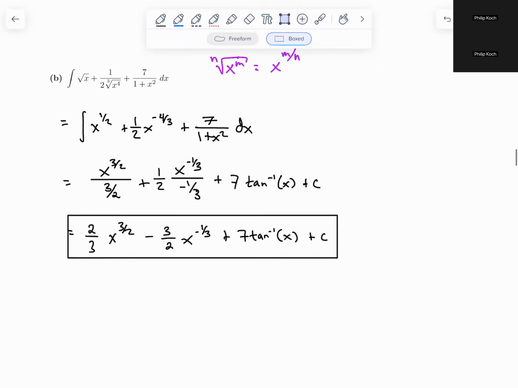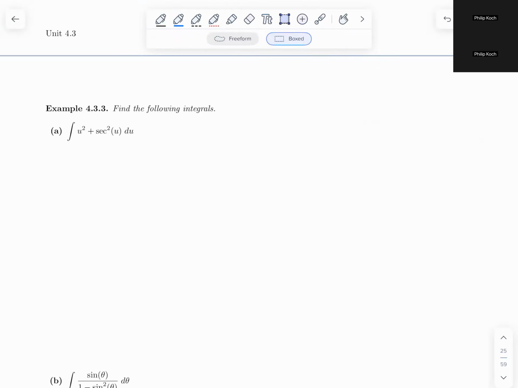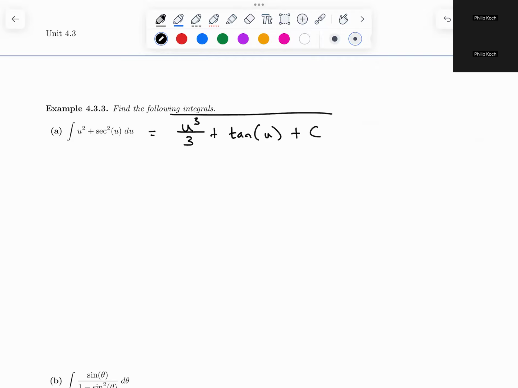Any other questions? Okie dokie. So this one here, a pretty quick one. The antiderivative of u squared would be u cubed divided by 3. And the antiderivative, what function do I need to take the derivative of to get secant squared? Derivative of secant is secant of x tangent of x. Derivative of tangent is secant squared. So it's going to be plus tangent of u, plus a constant c.